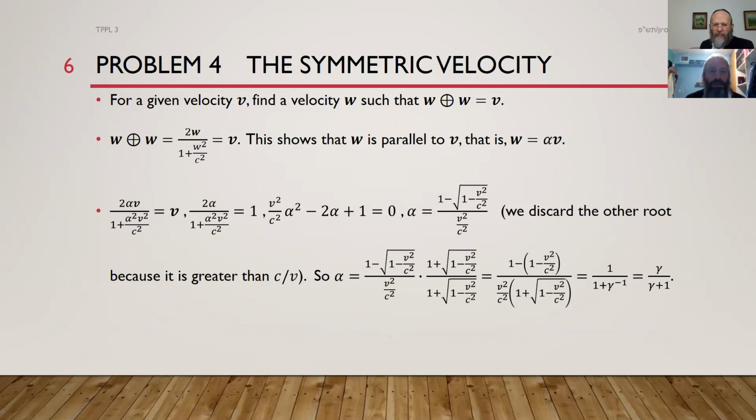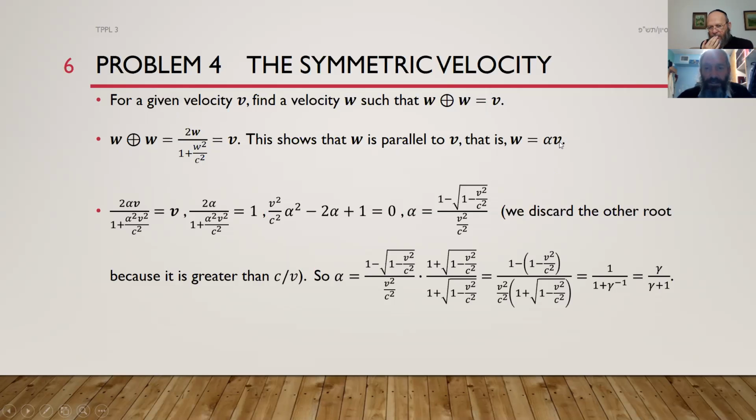Okay, next problem, the symmetric velocity. Yaakov will speak about this in the lecture, and it's a very useful tool, especially when we go to the conformal automorphisms. Now, given a velocity v, you want to find a velocity w such that if you add them together with the Einstein addition, you get v. w is like dividing v by 2 relativistically. So write down what w plus w is according to the addition formula and set it equal to v. So v and w are parallel.